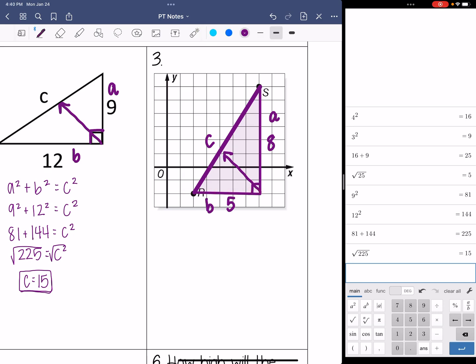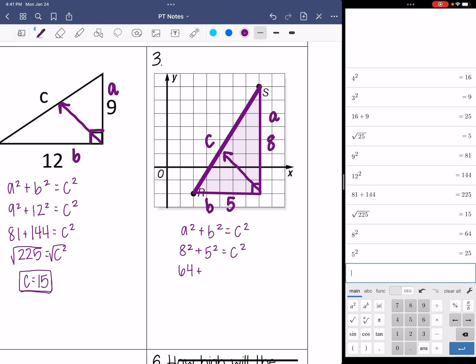So now I can go ahead and set up my formula, which is A squared plus B squared equals C squared. Now I'm going to take this information from this triangle and substitute it into my formula. So for A, I have 8 squared, plus B, I have 5 squared, equals C squared. So now we're going to go ahead and simplify our exponents. So 8 squared is 64, plus 5 squared is 25, and this equals C squared.